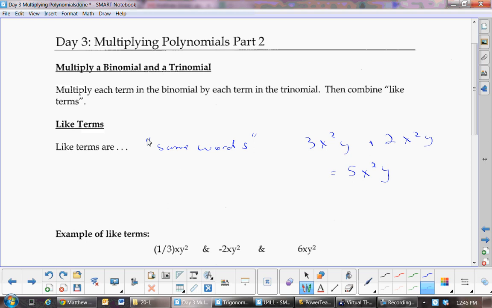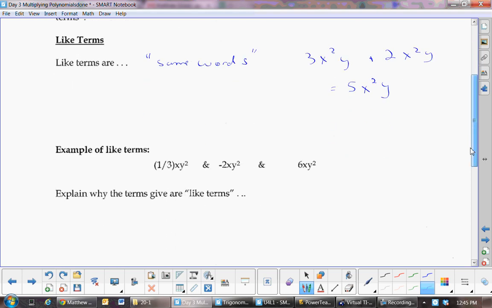Okay? So when you have 2 cats and 3 cats, you don't have 5 cats squared, right? So when you're adding and subtracting, just do like you always did, and you'll be fine. Do not change the cats. Don't change the word. It's the number of words that will change, if it's the same word as another one. Okay? So examples of like terms, these are all the same, right? See how they're all xy squared, xy squared?